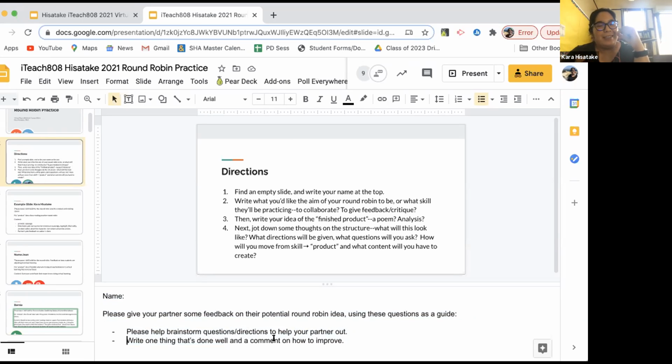So use these questions as a guide, but provide whatever feedback you think is going to be useful for your partner. Basically, brainstorm some questions or directions, and then write something that you think's done really well and a comment on how to improve. Those are just suggestions. So as an instructor, if you see someone who's maybe not doing the work or someone who needs feedback, then you can do this too.